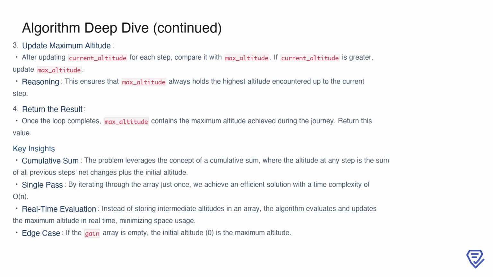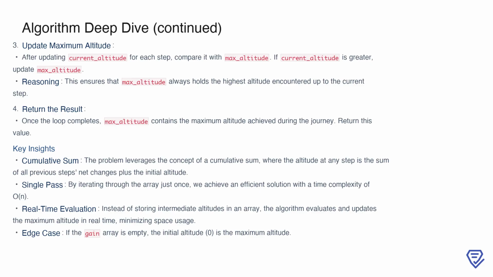After updating the current_altitude for a given step, we compare it to our max_altitude. If the updated current_altitude is greater, we update max_altitude to reflect the new highest altitude encountered. This ensures that, as we traverse the array, we are consistently keeping track of the maximum altitude reached at any point. Once the loop completes, the max_altitude variable will contain the highest altitude achieved during the entire journey, and we return this value as our result.